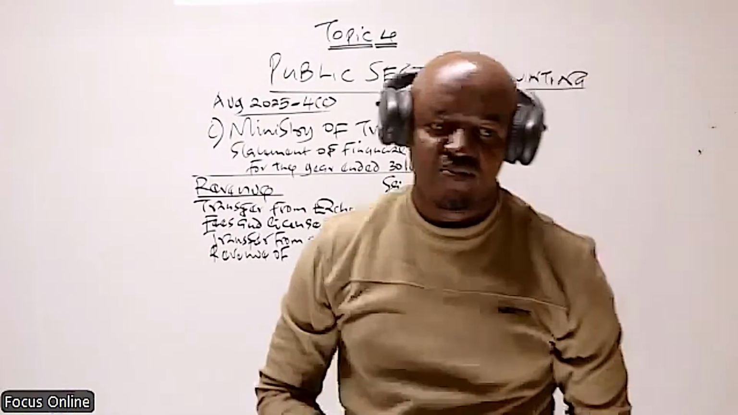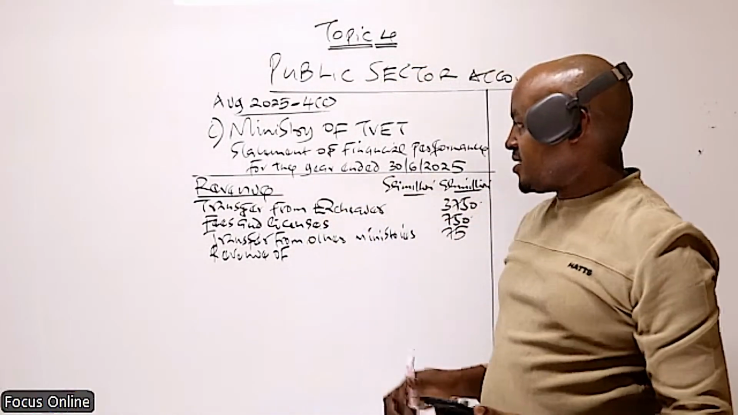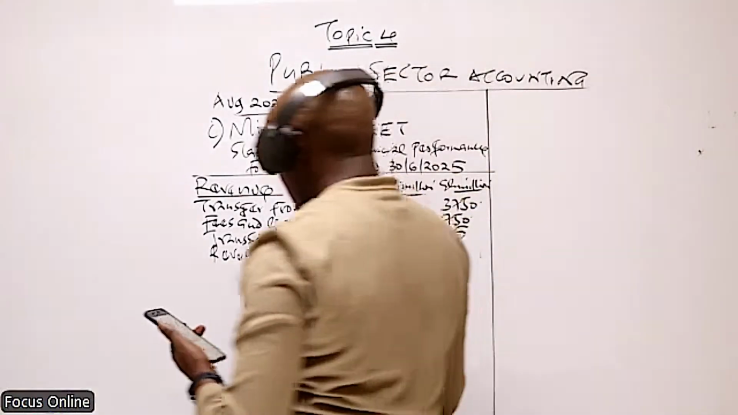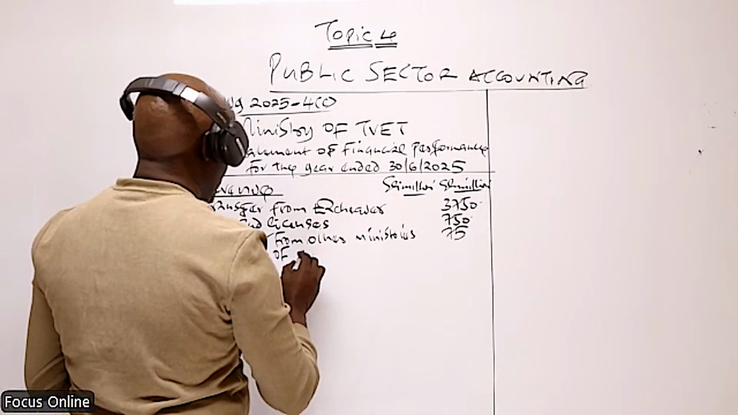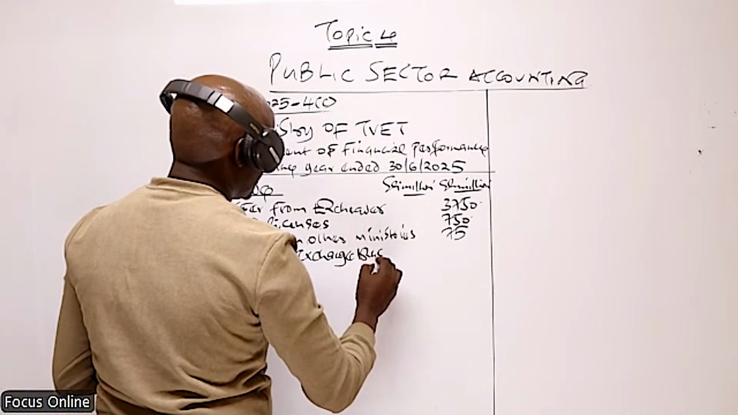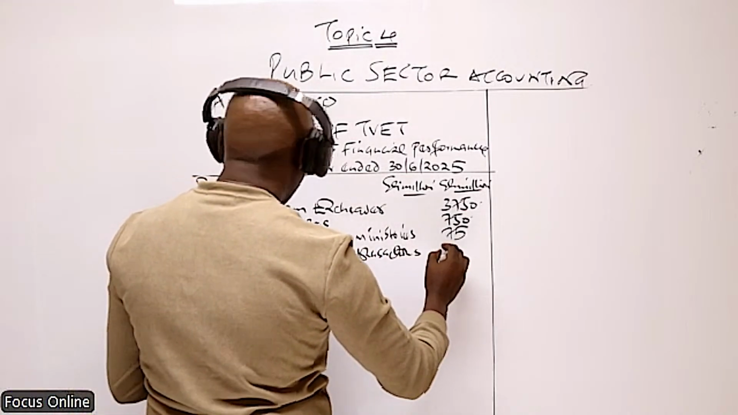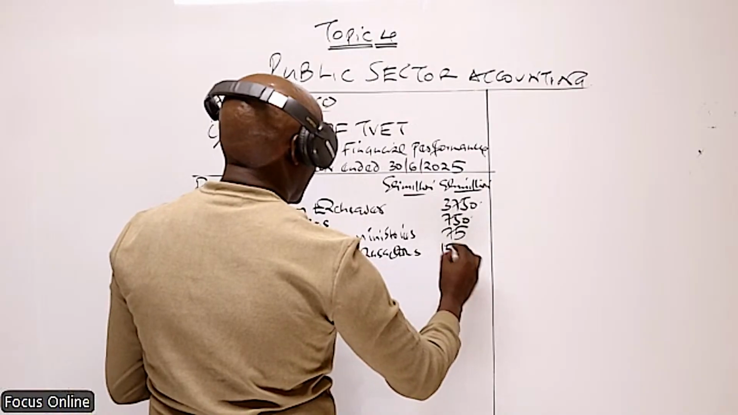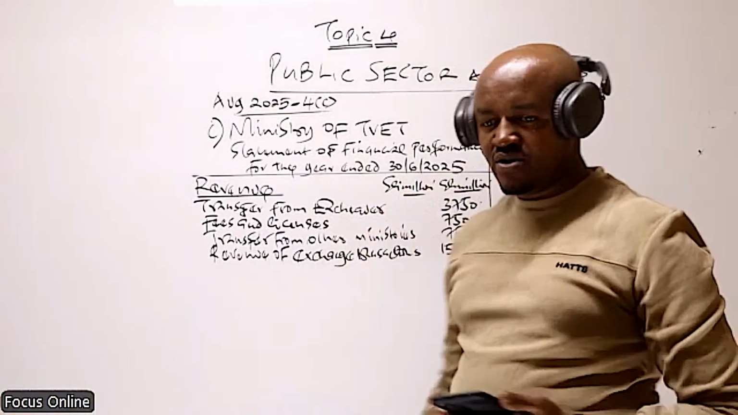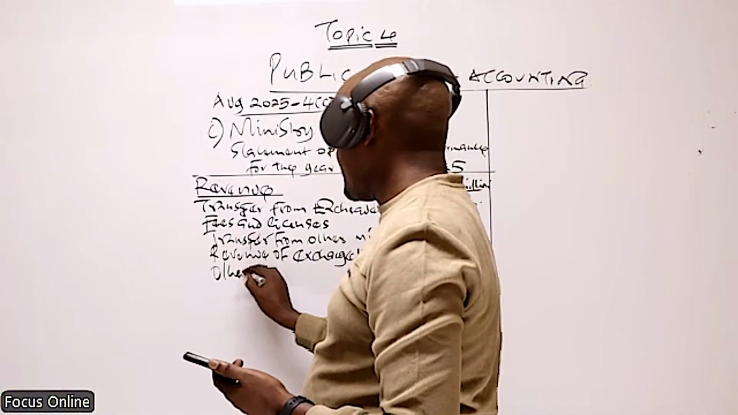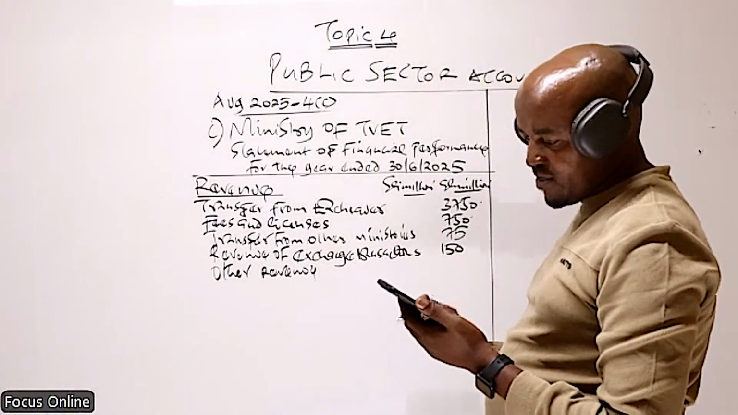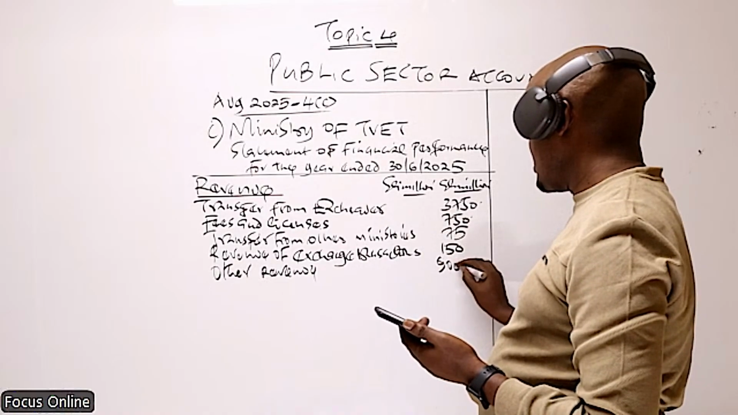Yes, let's continue. So basically, I've said that this transfer from exchange transaction is also a revenue from what? From exchange transactions. How much is that? That is 150 million. Then from there we have other revenue, so we also capture that here. Other revenue is an amount of how much? Is an amount of 900.